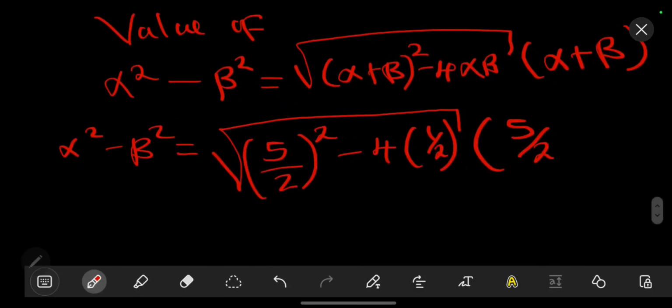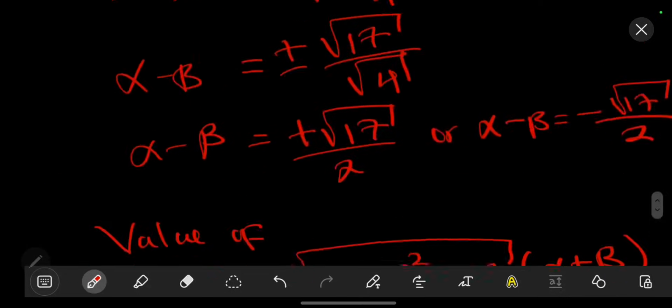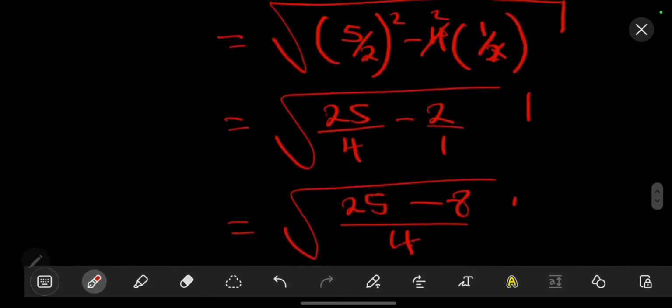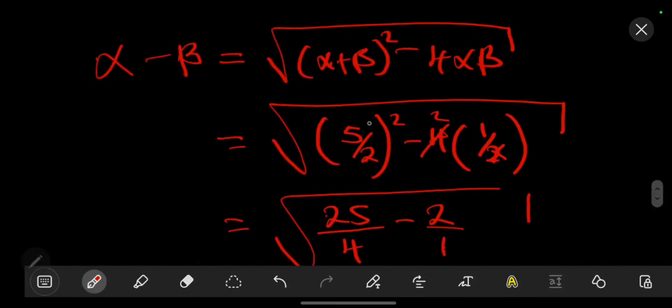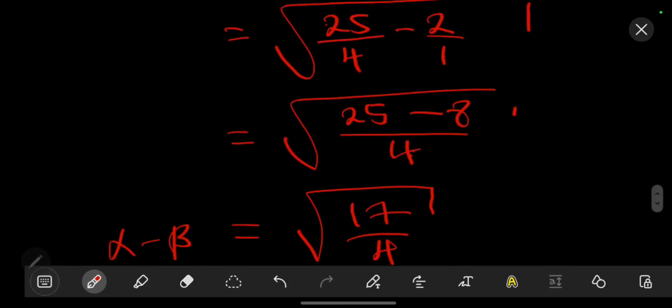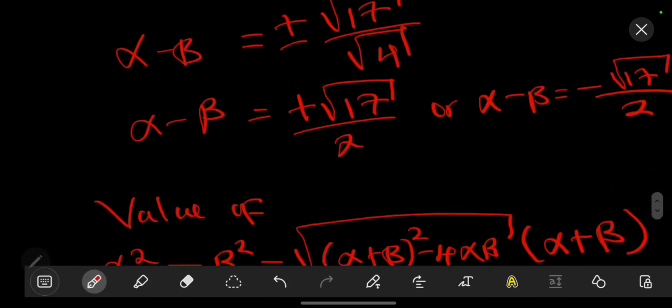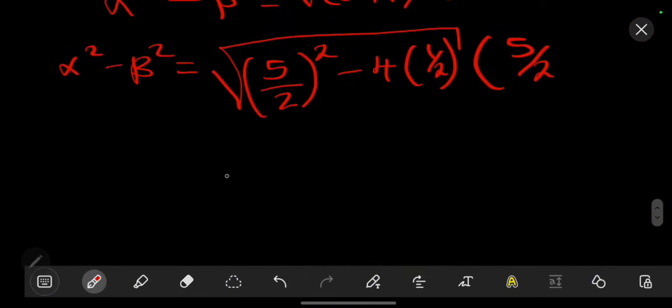So if you recall, this exact value, 5 over 2 squared minus 4 times half, instead of us wasting time, we have already found it. It is exactly the same as here, and we got 17 over 2. So we are going to get plus or minus the square root of 17 over 2.